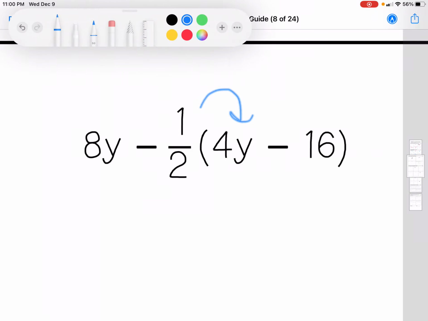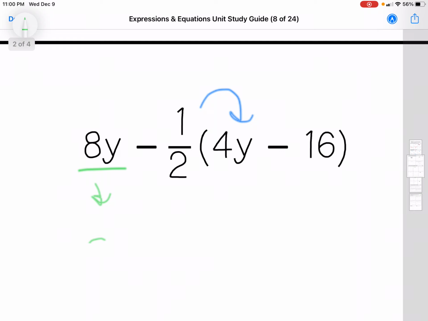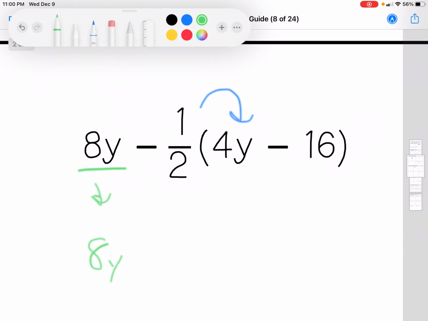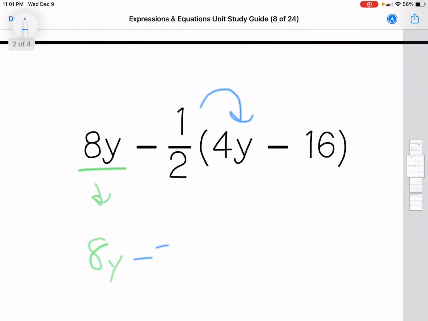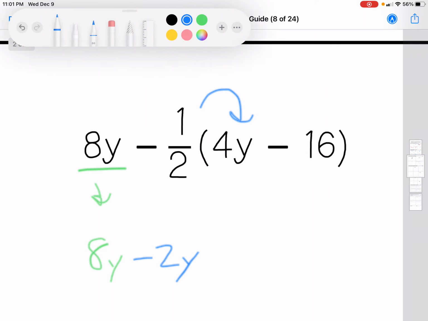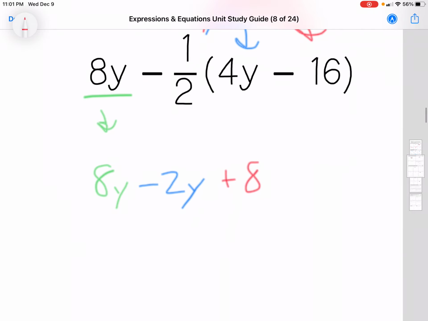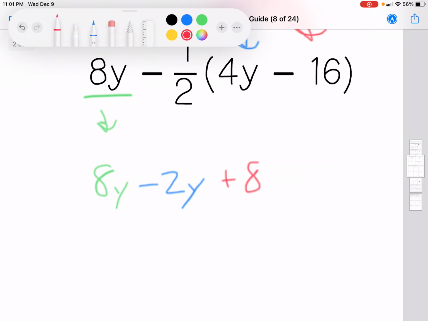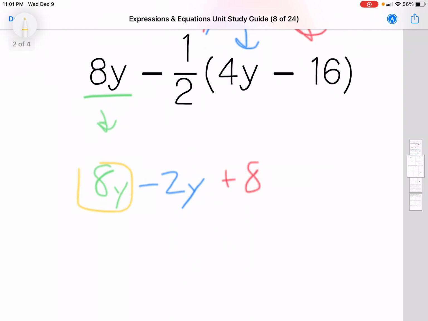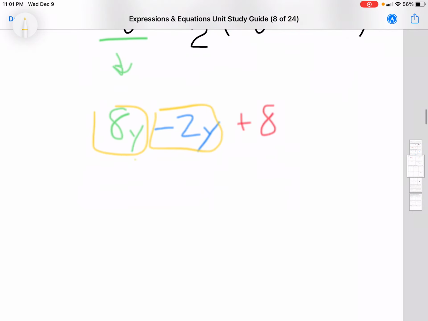All right, go ahead and bring that down. 8y. All right, negative 1/2 times 4y is negative 2y. And negative 1/2 times negative 16 is positive 8. Combine like terms. Okay, combine those, you're going to get 6y plus 8.